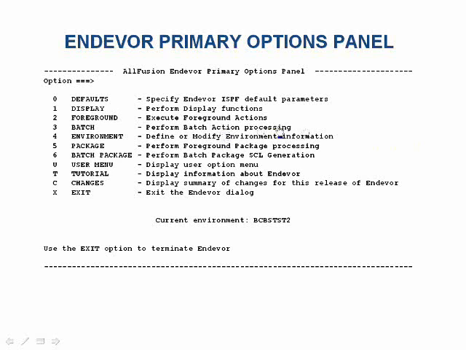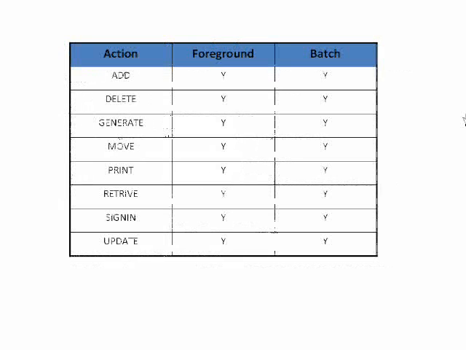First let me explain what actions we are going to use under foreground. Select option 2 to go to the foreground, and these are the actions we are going to use under foreground and batch. We can retrieve an element, we can add, delete, sign in, print, and move. These are the basic options we can use under foreground and batch.